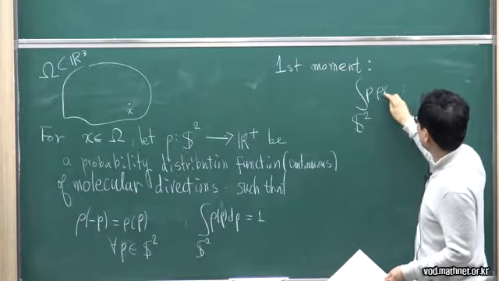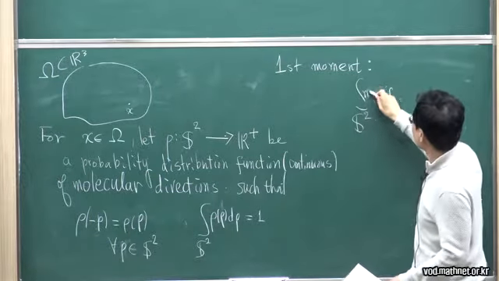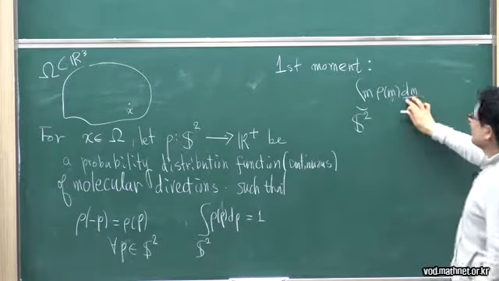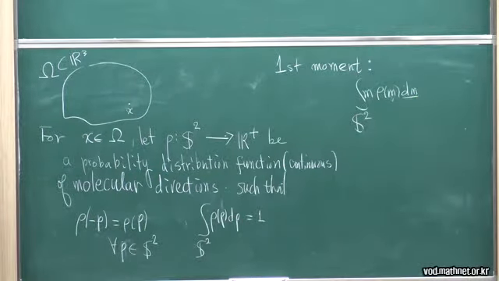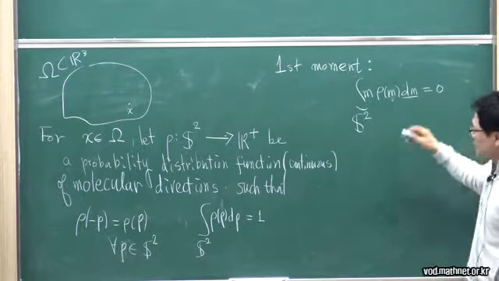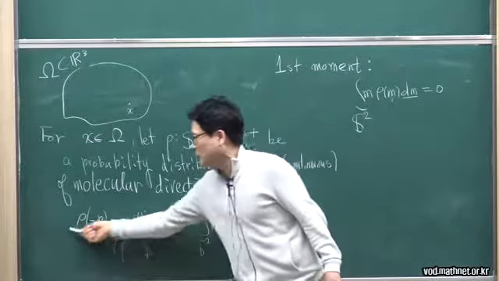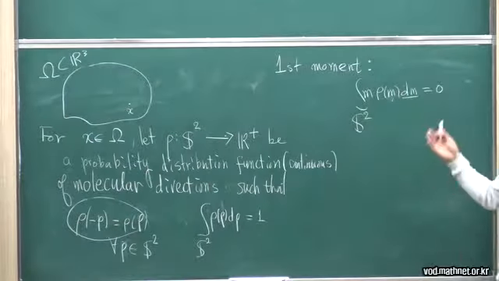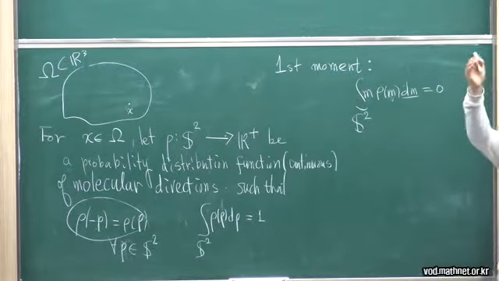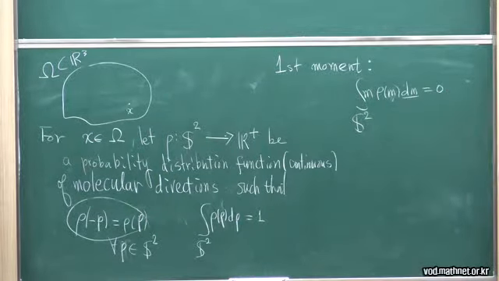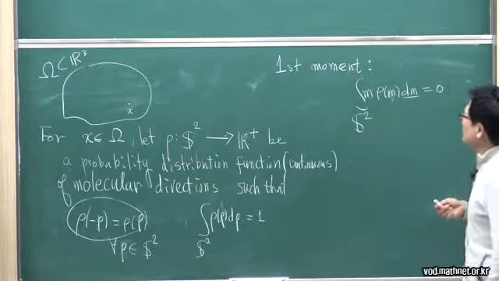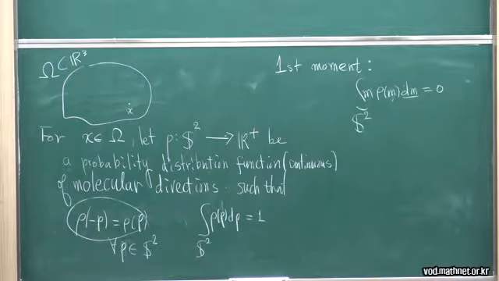P rho P. dm means the surface measure on S2. When you compute this one, this becomes 0 because of the symmetric properties. When you look at the upper hemisphere and the lower hemisphere, the integral becomes a minus sign, becomes 0. So using the first moment, we have nothing to use.